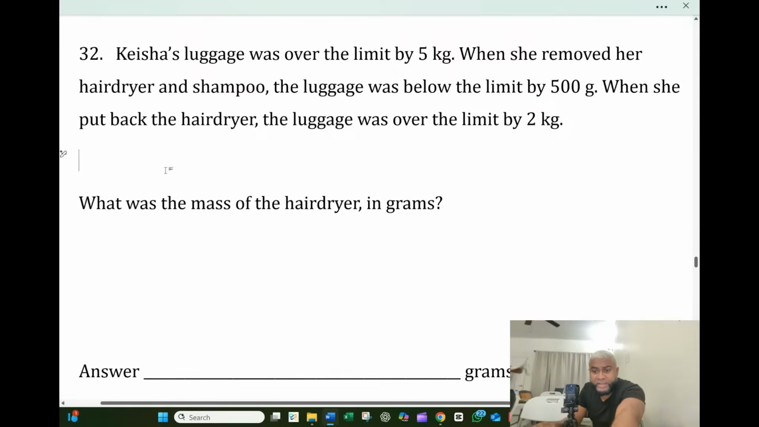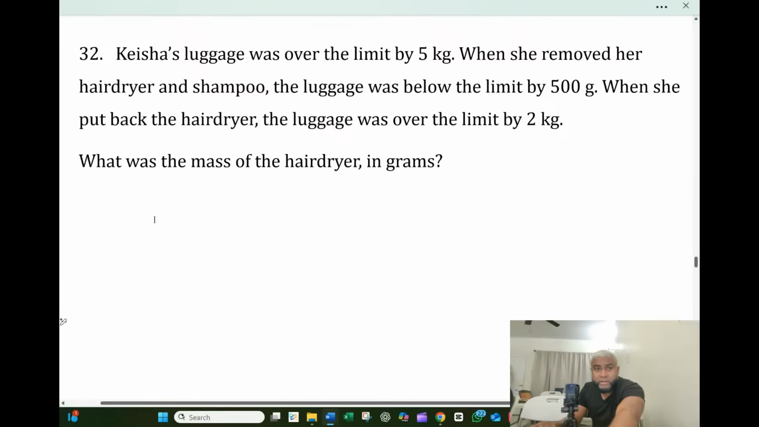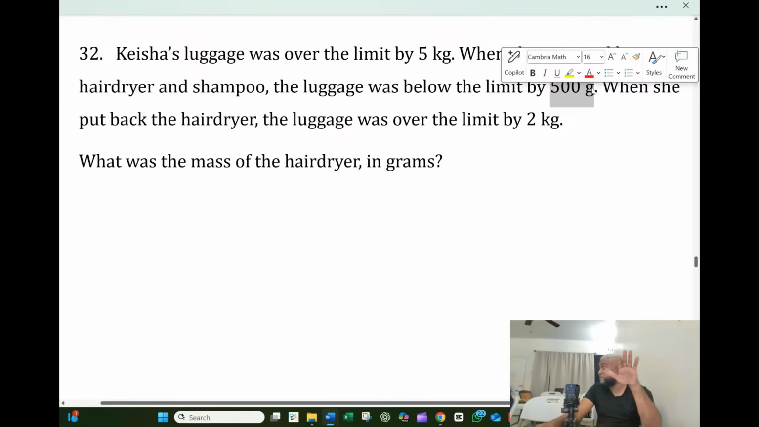So composure is everything, right? Compose yourself. They said Isha's luggage was over the limit by 5 kilograms, right? When she removed her hair dryer and shampoo, the luggage dropped below the limit by 500 grams, right? So you know what that tells me? That the shampoo and hair dryer together are going to be 5 kilograms plus this 500 grams.